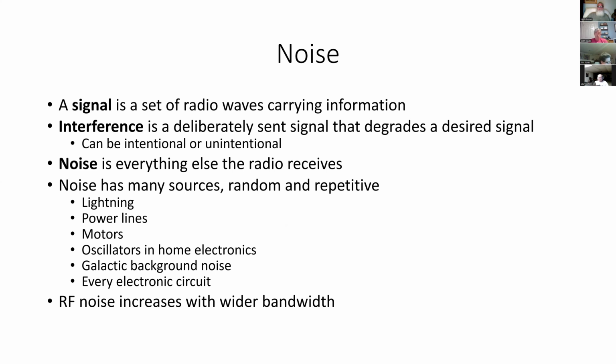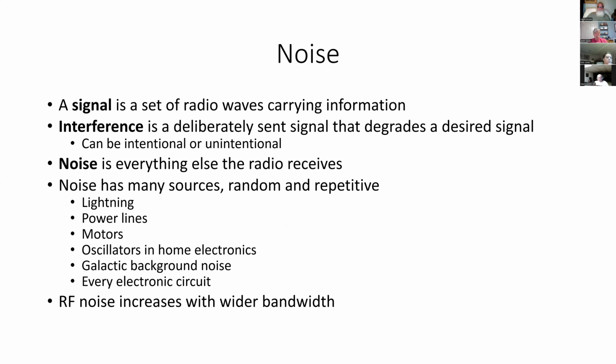Now, there are many sources of noise, and John went through some of them last week. It turns out that your home electronics create radio noise, and that's why you see an FCC notice on the back of each one, because they have to meet regulations for the maximum amount of interference they can generate. Same thing for the electronics in your car.